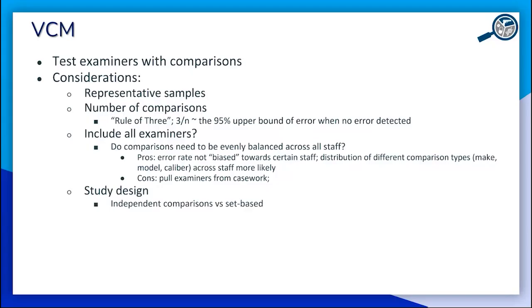How about the study design? Do you want to have independent comparisons, meaning you have one-to-ones or maybe a couple knowns compared to one, you compare those and you move on, versus a set-based design where you have a whole bunch of items and you ask examiners to intercompare them? I think it's pretty clear that the independent comparisons should be independent, and there are strong statistical reasons to do that. In other words, no repeat or reuse of the same items for conclusions.